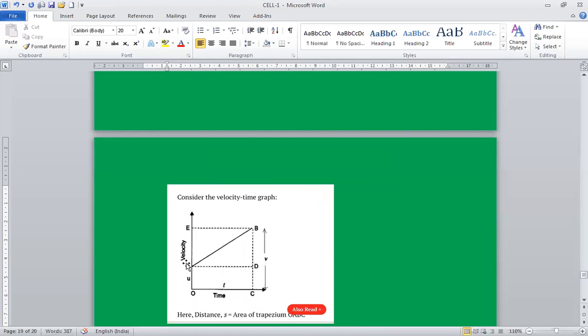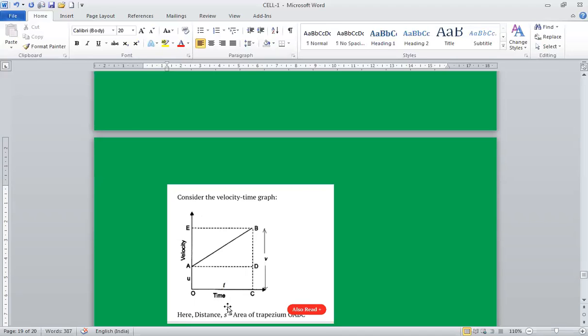The first equation of motion is an equation connecting four parameters. They are initial velocity, that is U, see, this is U. Then final velocity, which is V, this is V. Then time taken, these two similar lines AD and OC, are represented by T. And acceleration, that is change in velocity, that is A.